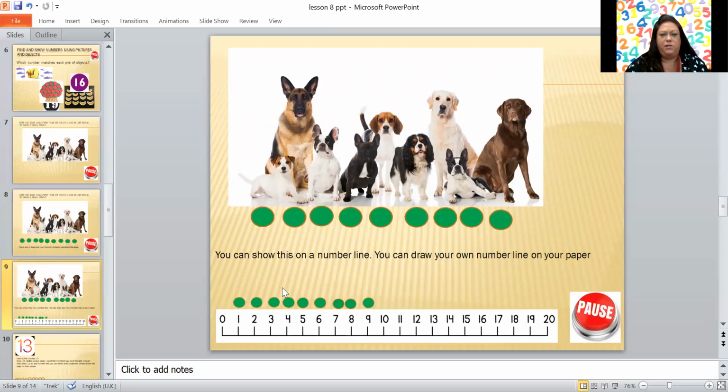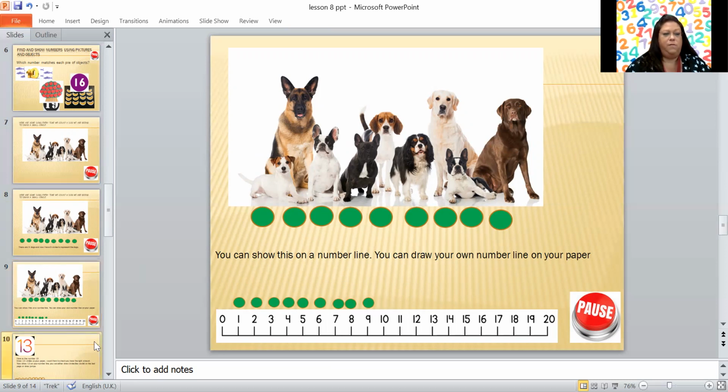So we should have a dot on 9 of our numbers. Yes, 1, 2, 3, 4, 5, 6, 7, 8, 9. Now, we won't have a number 10 because we haven't got a number 10. If one more dog came along, we'd have number 10, but we haven't.